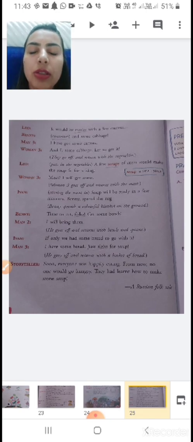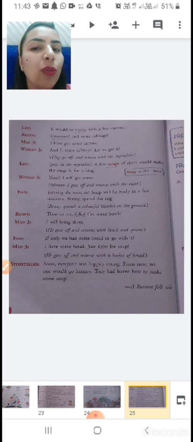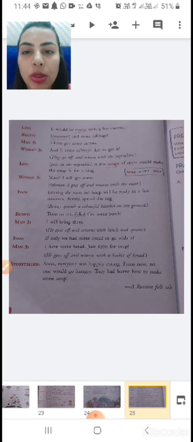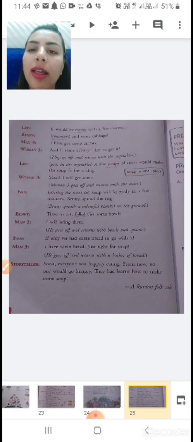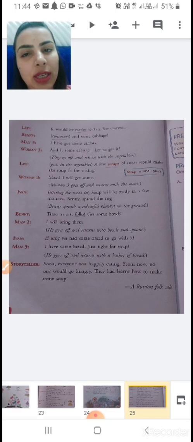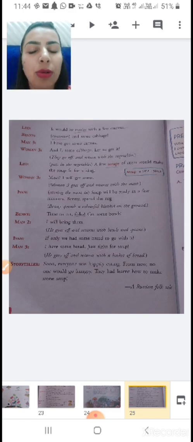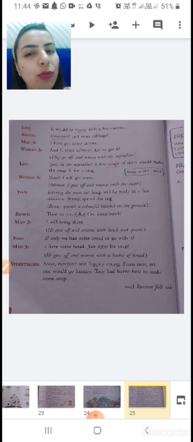Then the storyteller says, soon everyone was happily eating. From now on, no one would go hungry. They had learned how to make the stone soup. Basically, there is not a particular stone soup, but the soldiers tricked them with their brains by putting in some stones, and then asking for vegetables, meat and other things, and the whole village ate that soup together, and no one was hungry at that time.